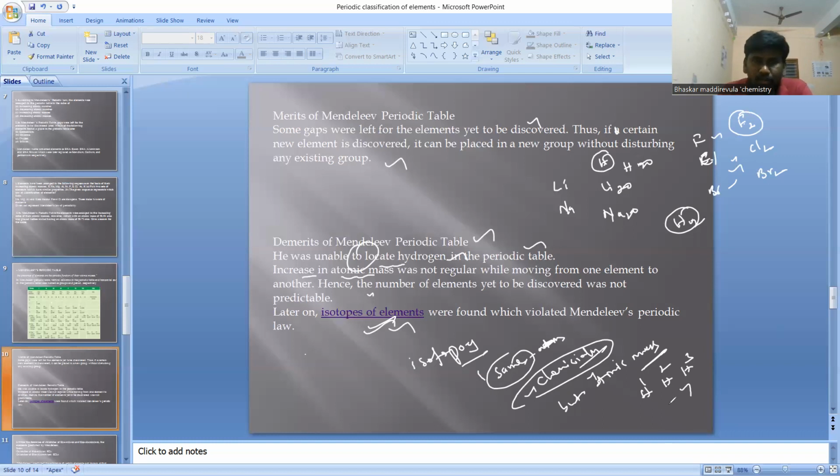So you have to remember these merits and demerits along with the features of the Mendeleev periodic table. Very important topic. Here they will ask us many questions. You can expect at least one question, or two questions, out of 5 marks, or two one-mark questions.